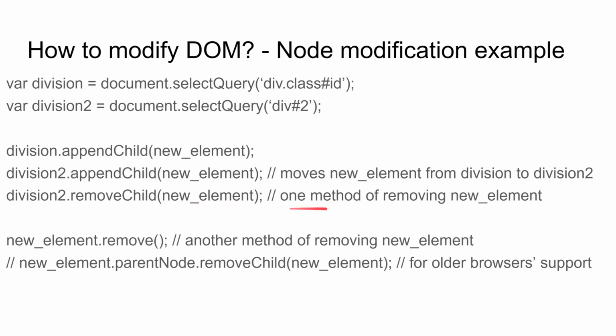And this is just one of the methods. The other method is, of course, to have the element itself call remove. And then the other one is parentNode.removeChild, for support of older browsers.